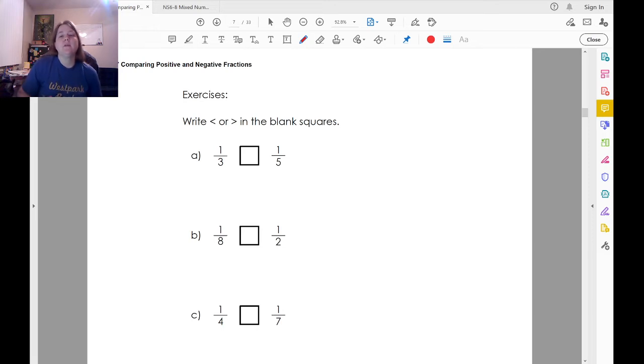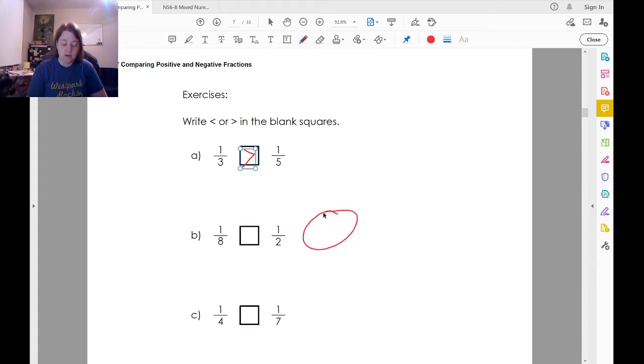So, go ahead and try to figure out which one is more here. And we'll talk about it when you come back. Welcome back. Let's look at letter A. Letter A says 1/3 versus 1/5. Would you rather have 1 slice of a 3-slice pizza or 1 slice of a 5-slice pizza? You get more pizza in a 1/3 than 1/5. Would you rather have 1 slice of an 8-slice pizza or 1 slice of a 2-slice pizza?